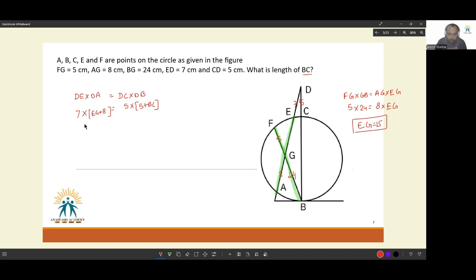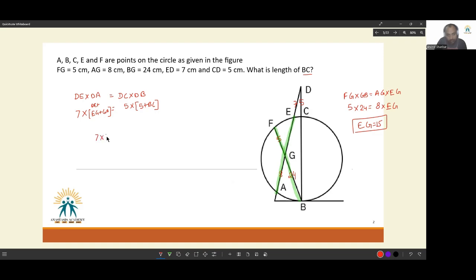Once we have found our EG, we can replace it here. Oh, I have made a mistake. DA is not just EG plus this. Wait, let me write it properly. DE plus EG plus GA. So I know the measure of DE, that is 7. I know the measure of EG, that is 15, and I know the measure of GA, that is 8. So 7 plus 8 plus 15, 30.